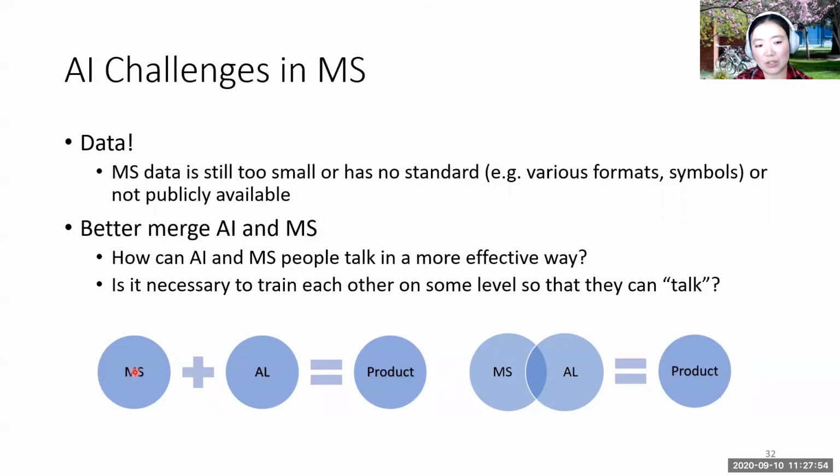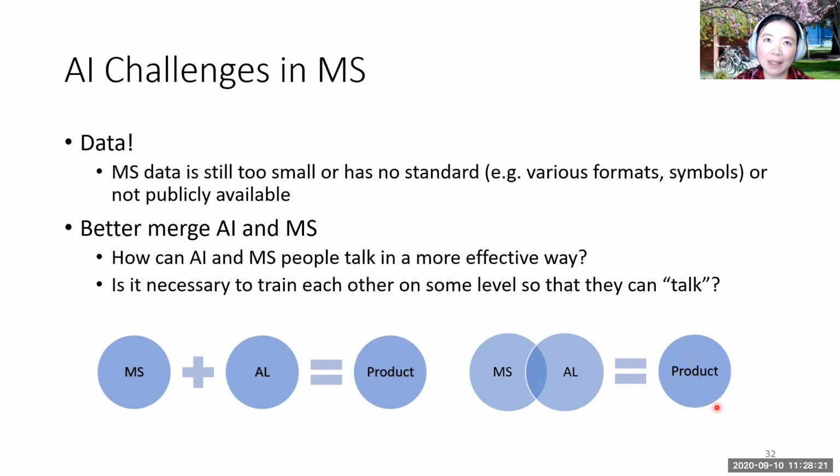For the research, it's not MS plus AI, and then we will be able to get the products. If we work in this way, it always works in parallel, because there's no communication. So I see the merge is like, we should work in this way, and then we can find some common area. And after we find the common area, we will be productive and we can work something out.